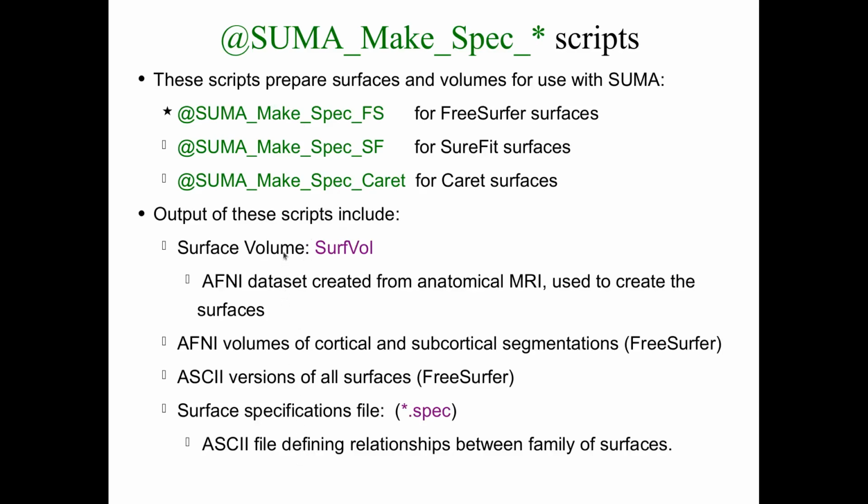Again, we noted these are the kind of outputs for FreeSurfer: the anatomical MRI aligned to the surfaces, cortical and subcortical segmentations. There are two different atlases that are estimated. Then the surfaces themselves and the specification file representing how those surfaces relate to each other.